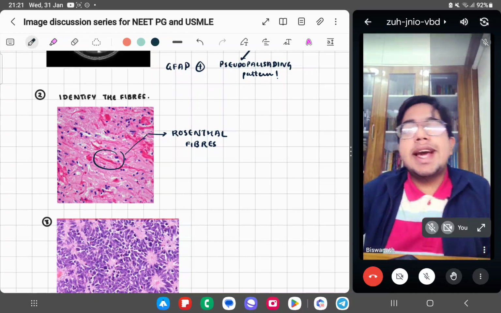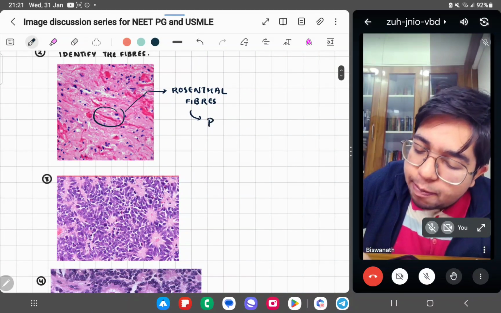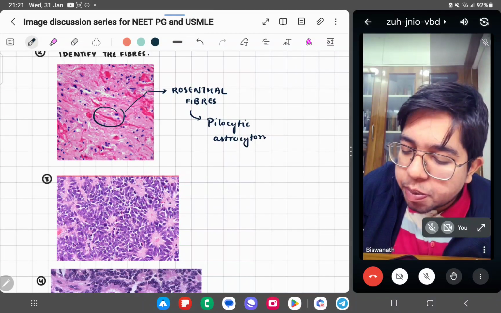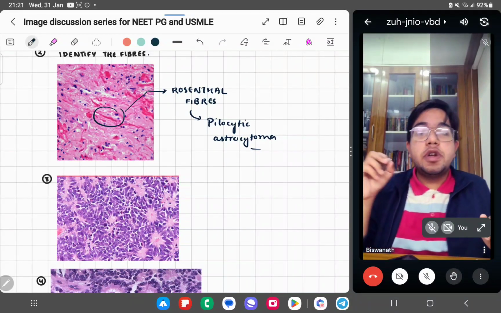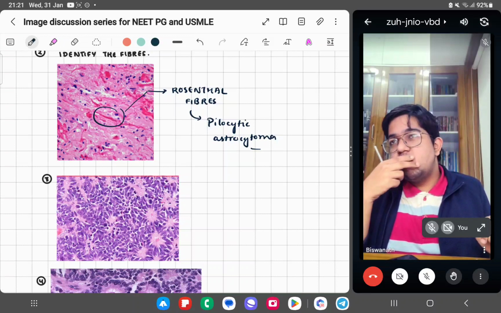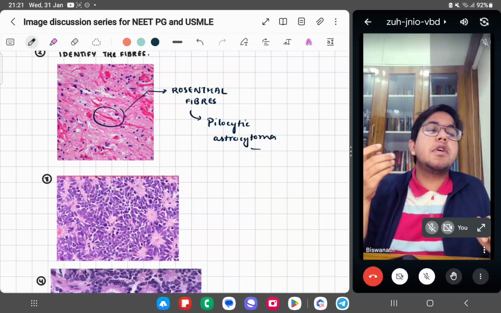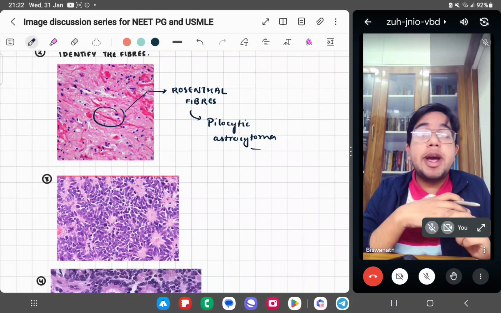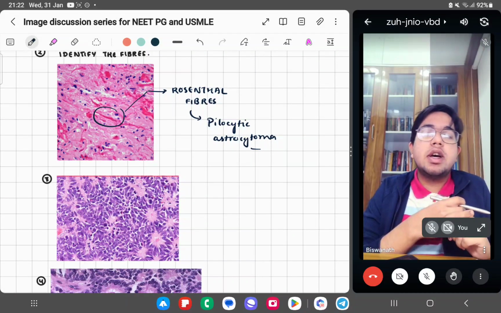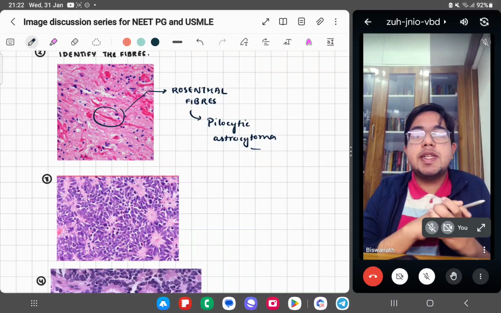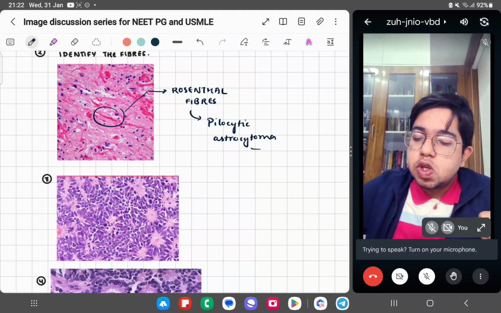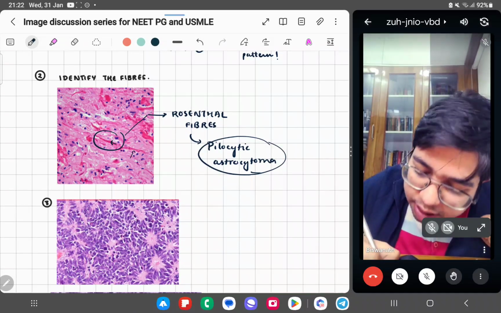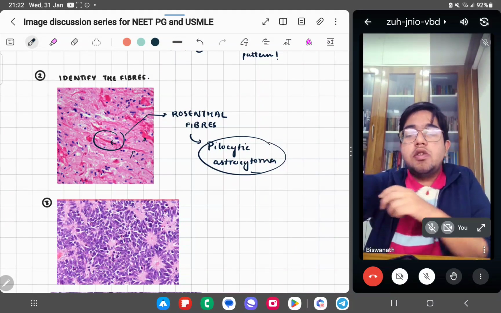Rosenthal fibers are characteristic of the disorder called pilocytic astrocytoma. If you have completed your bone tumors and your CNS tumors, you must have read about pilocytic astrocytoma. It's a grade 1 tumor, and majorly it's present in children. So in pilocytic astrocytoma, we have Rosenthal fibers. You can see the pinkish fibers, which are these projections. So these are your Rosenthal fibers.